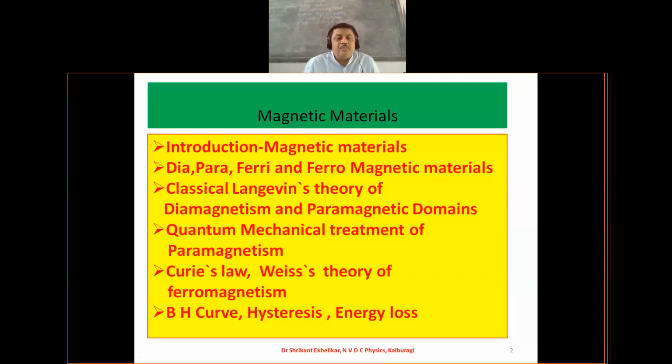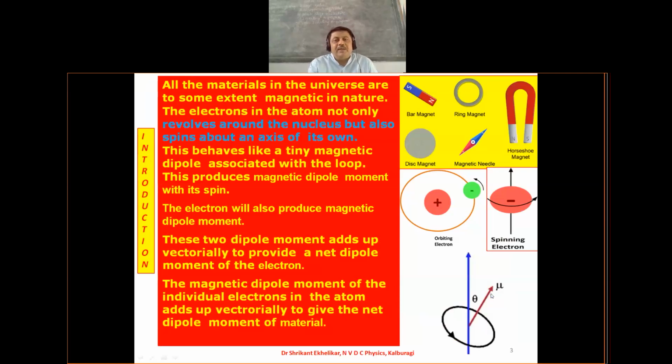We also have a quantum mechanical approach for the paramagnetic materials. That is also another derivation. So we have three important derivations in this topic. Then we have Curie's law, Weiss theory of ferromagnetic materials, and the most important, hysteresis, the property shown by the ferromagnetic materials. We'll draw the BH curve and we'll try to calculate the energy loss for this. All these things we'll be studying in this topic.